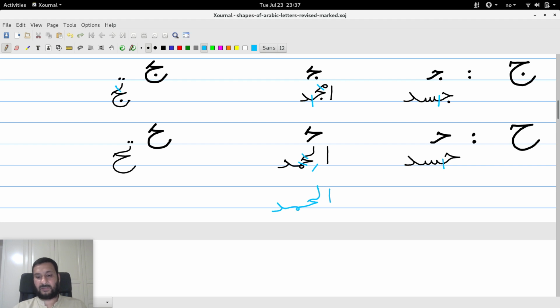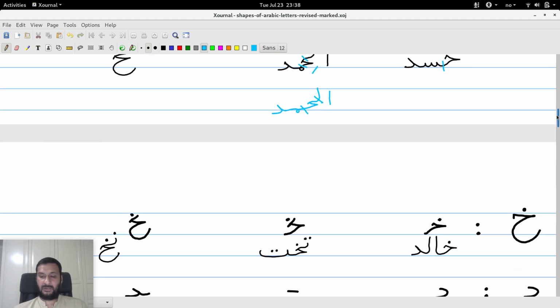Now I've stretched the letters a bit. So you can see that ha is here. Oh, sorry. This is ha cutting here. Alhamdu. Then if it appears at the end, then it looks like this. For example, ta is connected to ha, like so. Jim ha, and then comes kha.